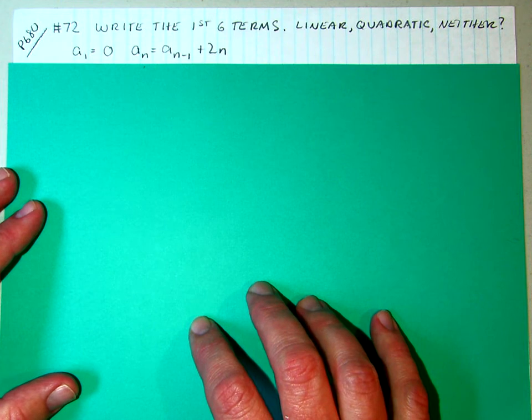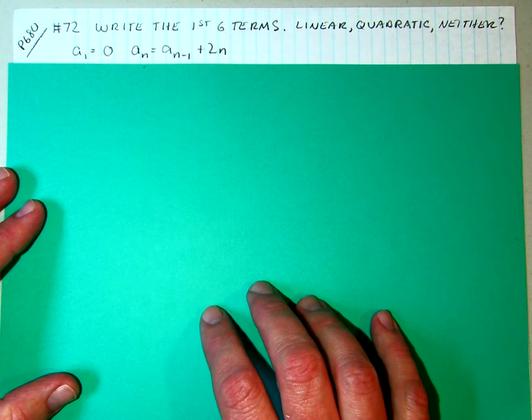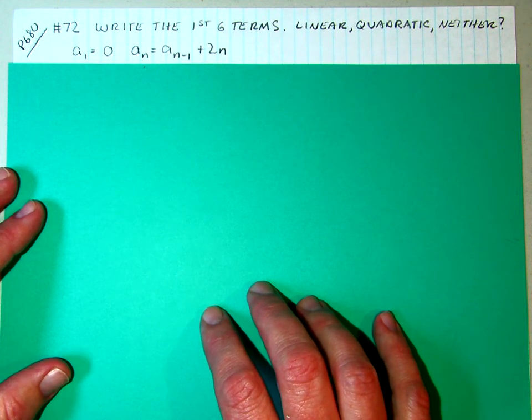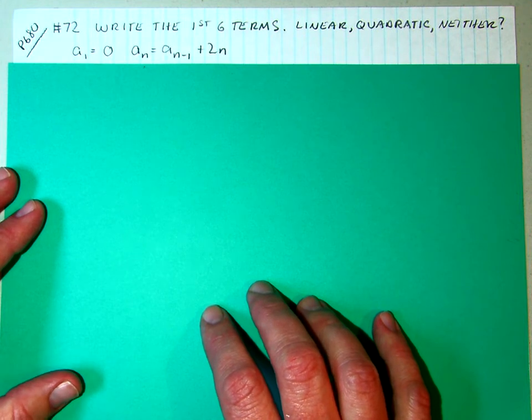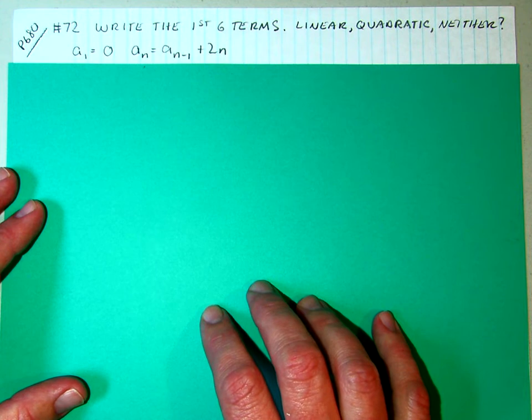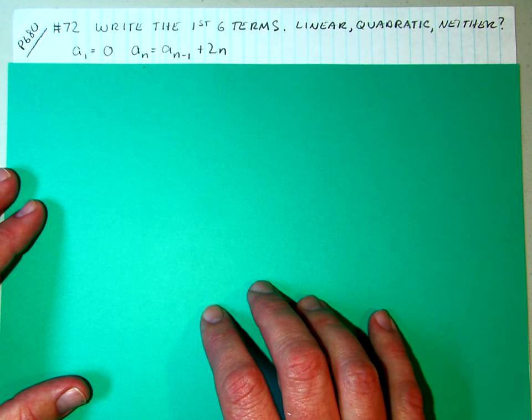This is video number 2 for section 9.4 in your textbook. This is number 72 from page 680. Paraphrasing the instructions, what we need to do is write the first 6 terms, then identify the sequence as being linear, quadratic, or neither.